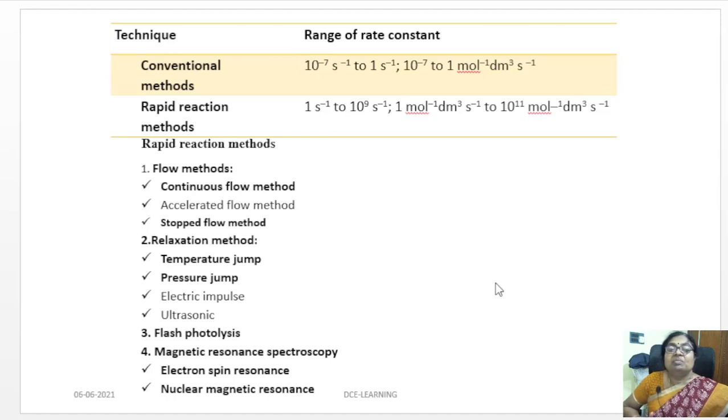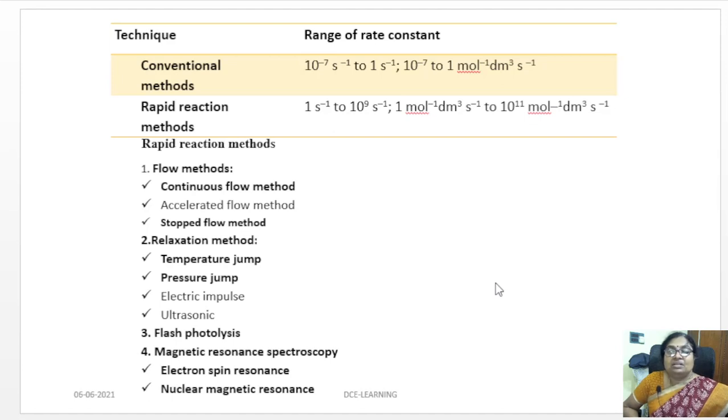Some of the methods in rapid reactions are the flow method, the relaxation method, flash photolysis, and magnetic resonance spectroscopy. In the flow method we study the continuous flow method, accelerated flow method, and stopped flow method. In the relaxation method we have the temperature jump method, pressure jump method, electric impulse, and ultrasonic methods.